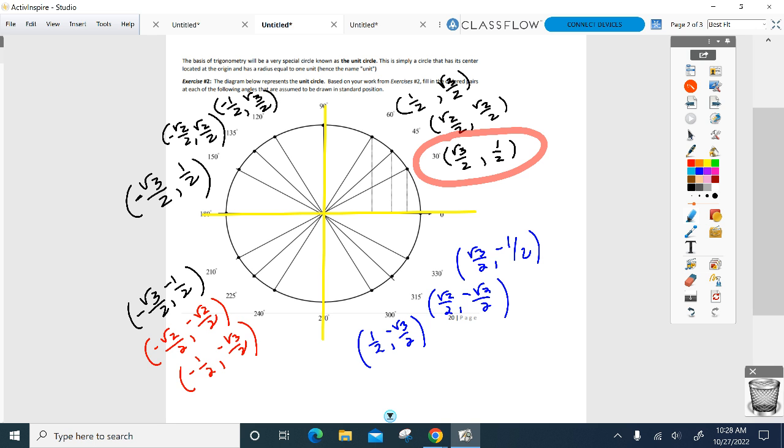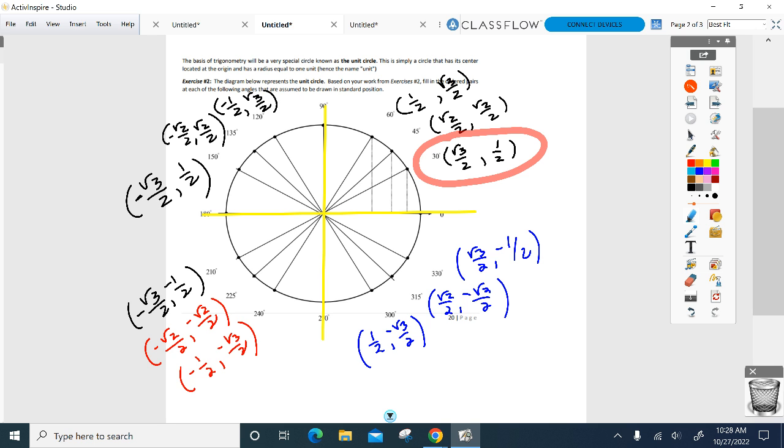How? If I know 30, what do I do to it with 60? Just flip them. Flip the x and the y, right? If it's radical 3 over 2, 1/2, I flip it. Why don't I bother with 45? What do you notice about 45? Both the same, radical 2 over 2. Nice and easy. So the only one I really remember is 30. I flip it to get 60. 45 is just the same, radical 2 over 2.